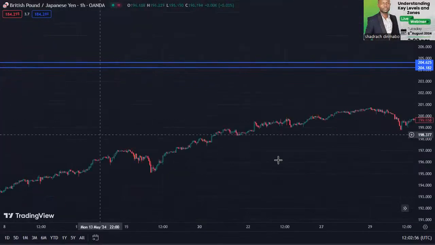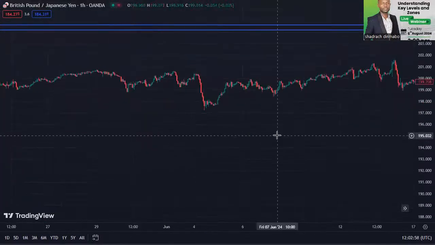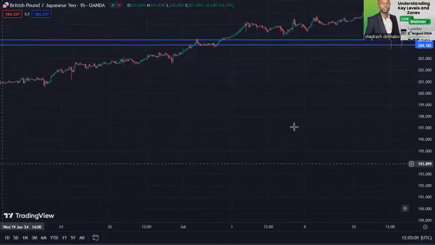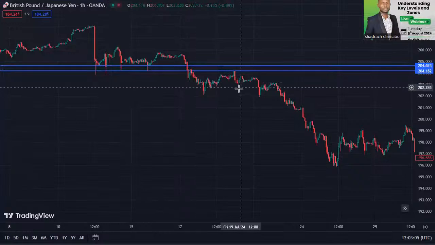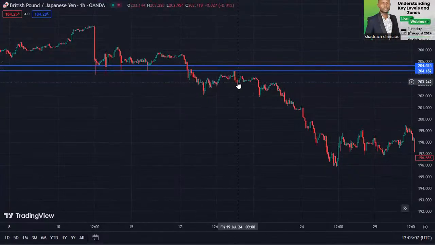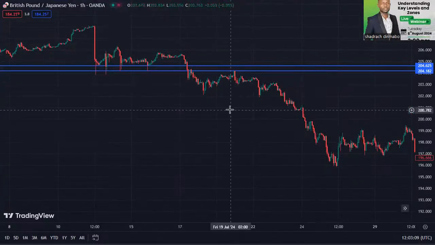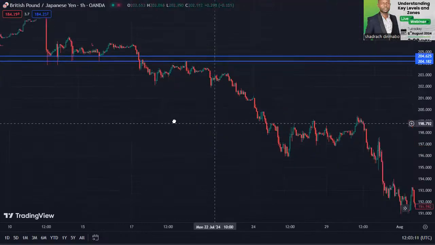So you could see that that point has acted both as a support and a resistance level. Is that okay? So that is it. That's how we map out this particular stuff.